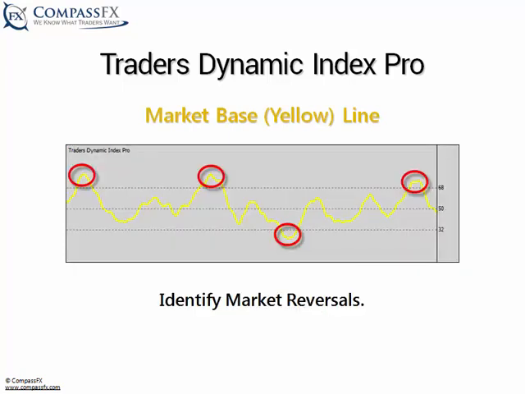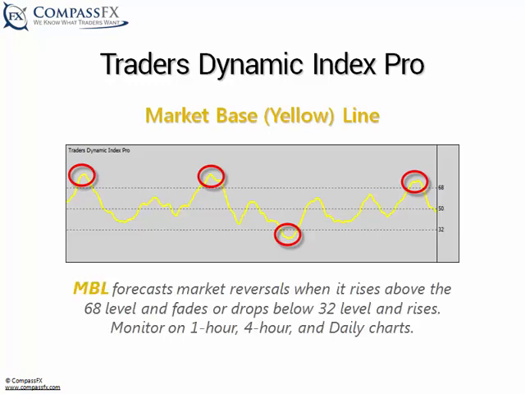The market baseline also does a great job of identifying market reversals. When it rises above the 68 level and fades, or drops below the 32 level and rises, that is a potential turn in the marketplace, literally the start of a potential reversal. I recommend to look for this on a 1 hour, 4 hour, or daily chart. If you're catching a large reversal, they're going to show up typically on the larger time frames.